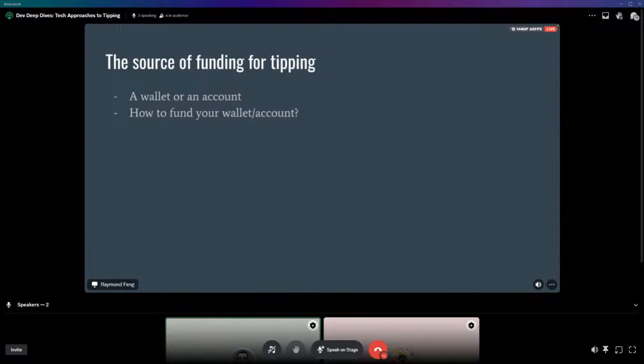So those are the interesting challenges even for tipping itself. The very first step is you need to have a wallet. You need to have an account, right, to represent yourself, and you have the full control. And secondly, you need to get some funds into your wallet account. And we are talking about the different ways of tipping, different currencies you can do tipping with.